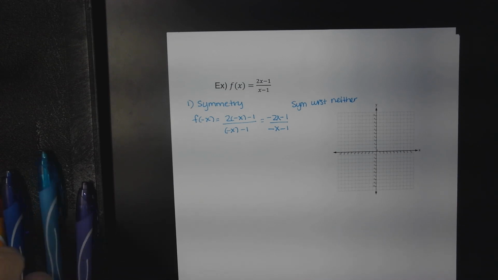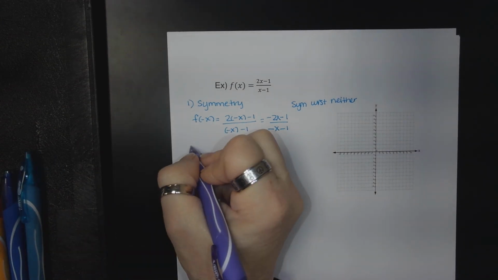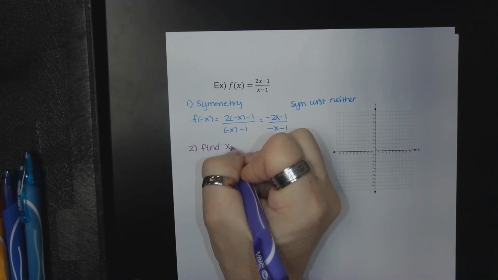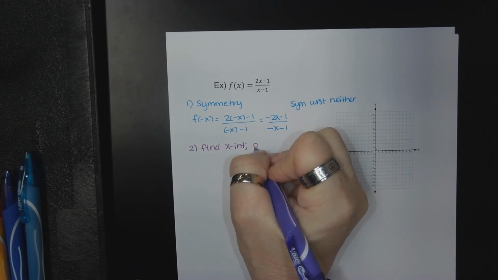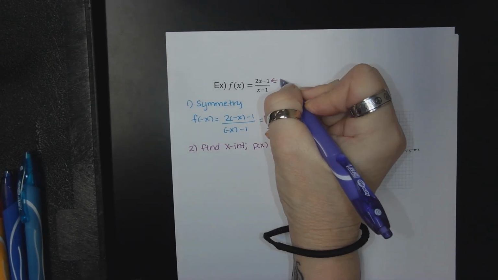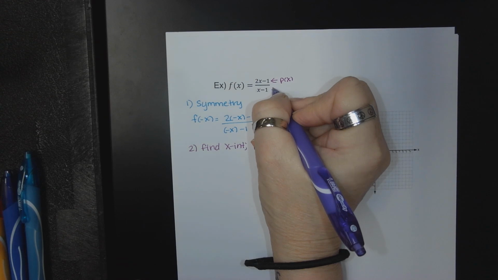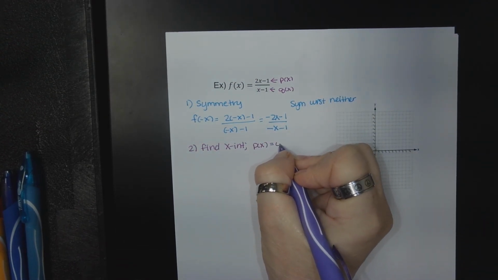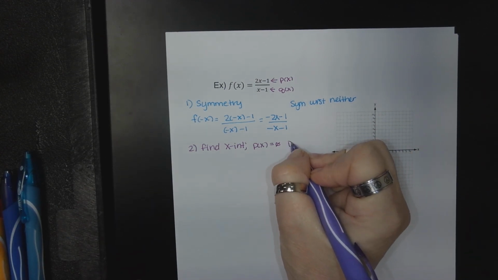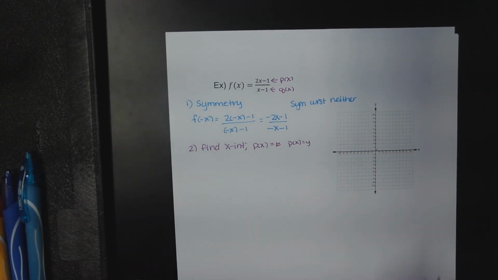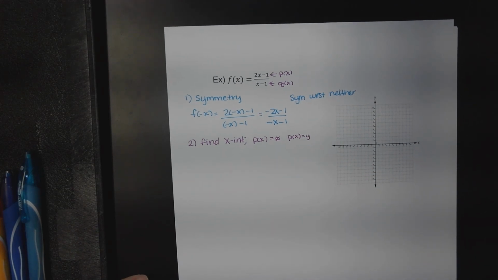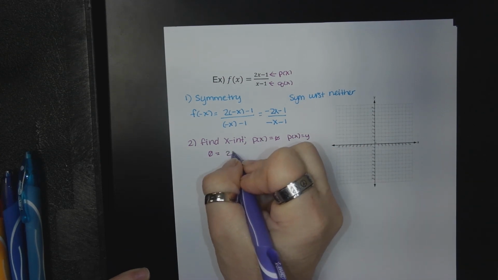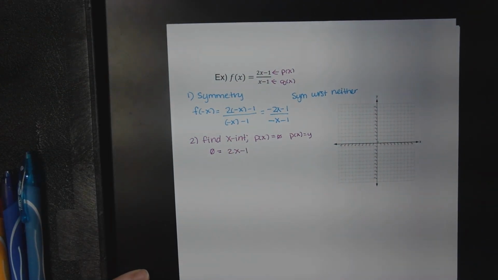Now, we are going to find our x-intercepts. That's our second step. We're going to do that by setting p of x. This p of x. This is our q of x. Remember that. It's kind of helpful. So we're going to set p of x equal to 0. We also need to remember that p of x equals y. That's helpful. So we're going to say 0 equals 2x minus 1. And then now we just solve for x.